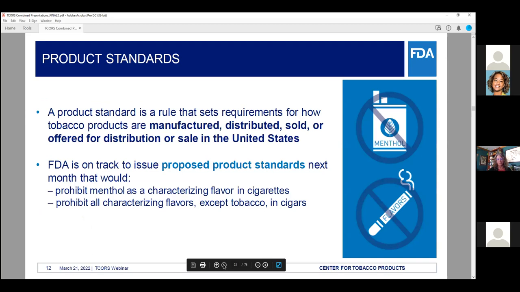FDA is on track currently to have two proposed product standards out within the next month. One prohibits menthol as a characterizing flavor in cigarettes, and the second would prohibit characterizing flavors except tobacco in cigars. There's more information on our website about these. I note these two proposed product standards, which will be coming out soon, as examples of the types of activities that can be done under this regulatory activity. Next slide, please.